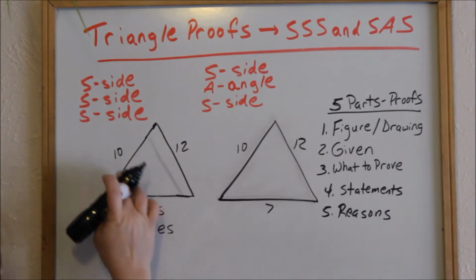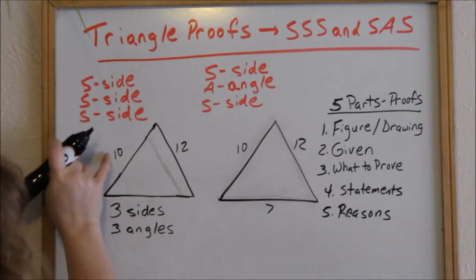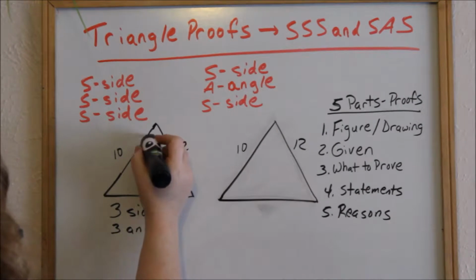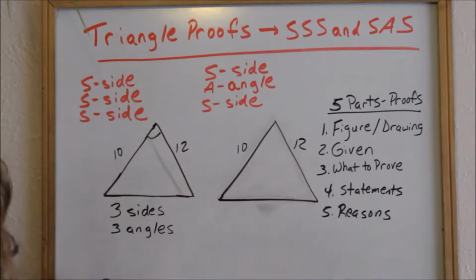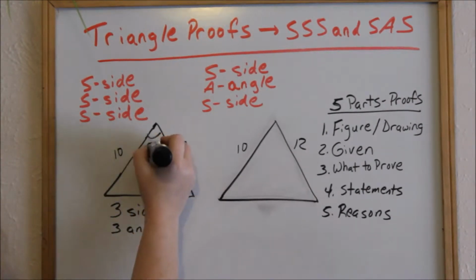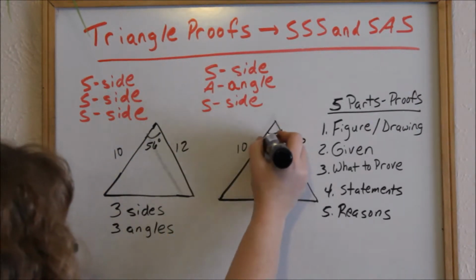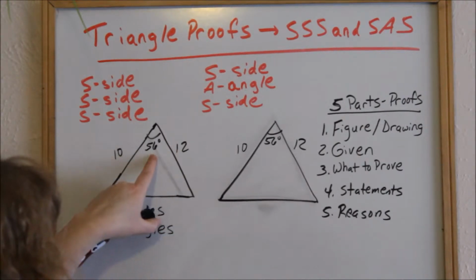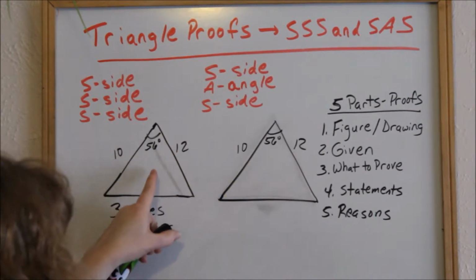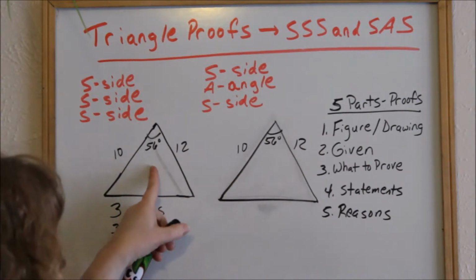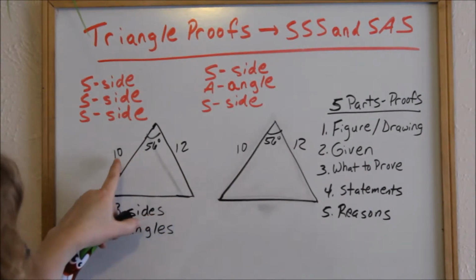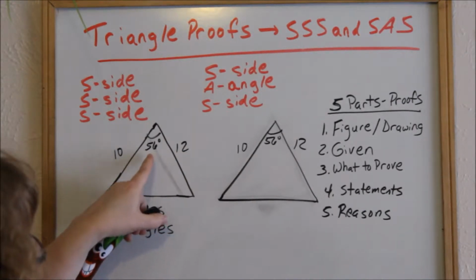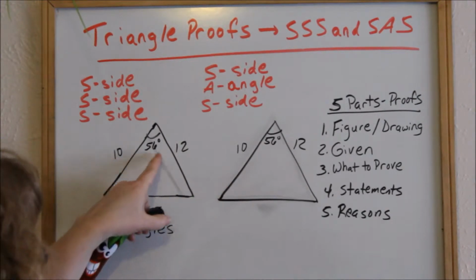Okay, well let's say that we know that this side is 10 and that side is 12. Let's just say we don't know the third side. But we are told that this angle is 56 degrees and that this angle is 56 degrees. If we know that these two sides and this angle is 56 degrees, then we can say that these two triangles are congruent because of side, angle, side. We know 2 sides and we know the angle in between the 2 sides. And so we say that these two triangles are congruent by side, angle, side.